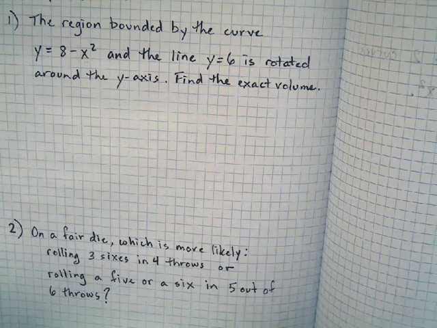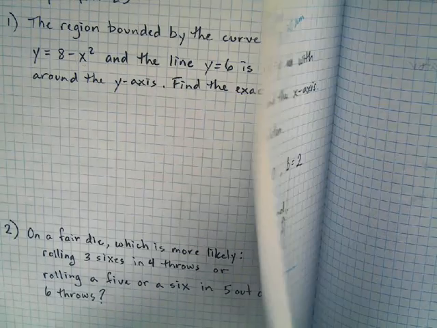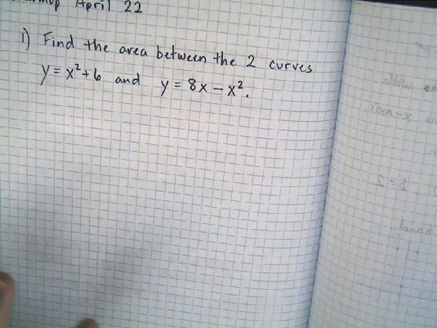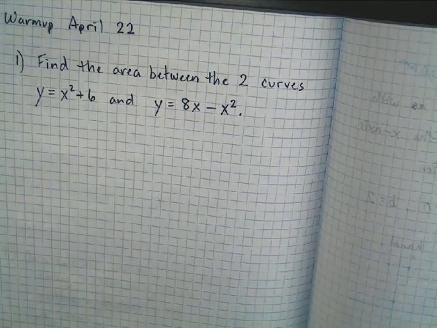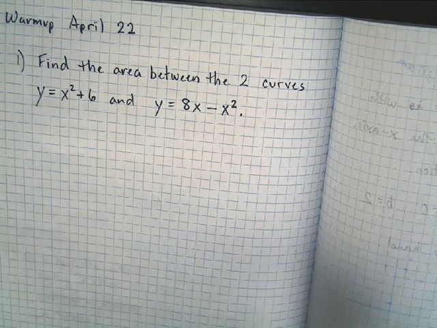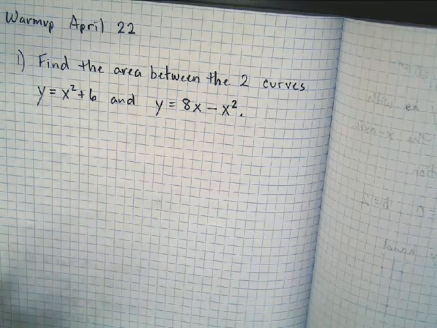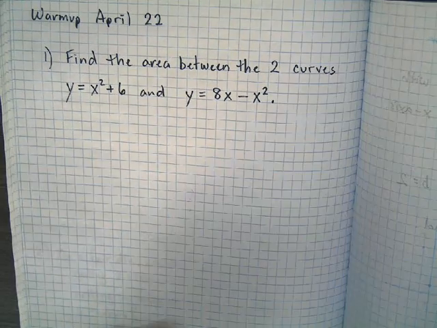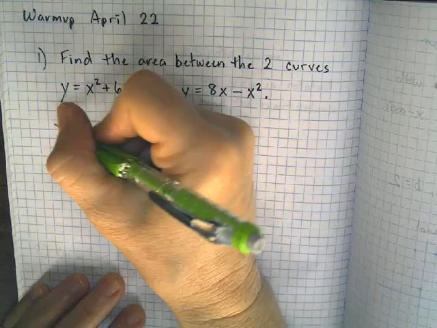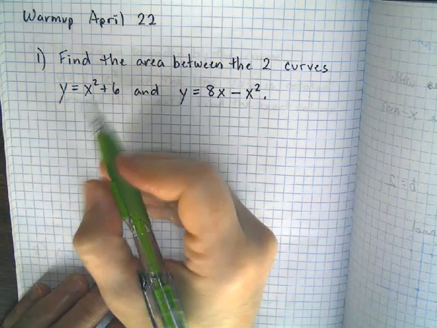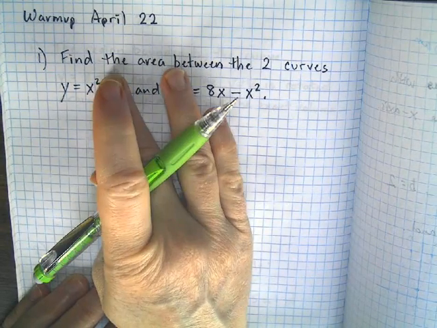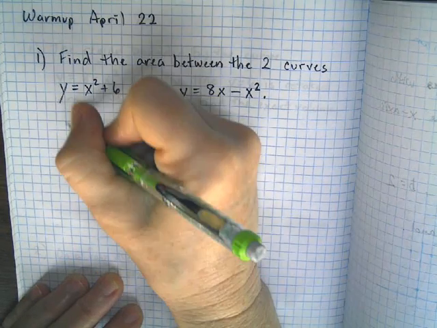All right, let's go over yesterday's warm-up. Here it is. Find the area between these two curves. And so step 1 is always to make a sketch. So I'm going to pretend I don't have a graphing calculator. I'm actually going to just graph this by hand. This one's easy because I know what y equals x squared looks like. So this is just shifted up 6 units.